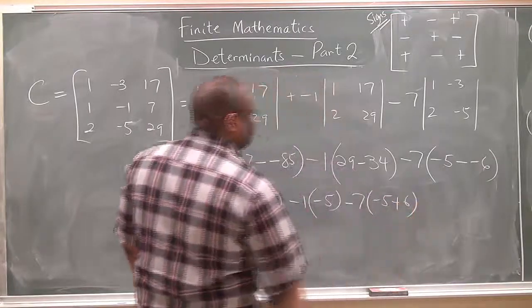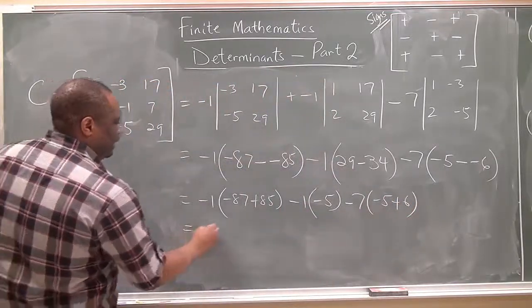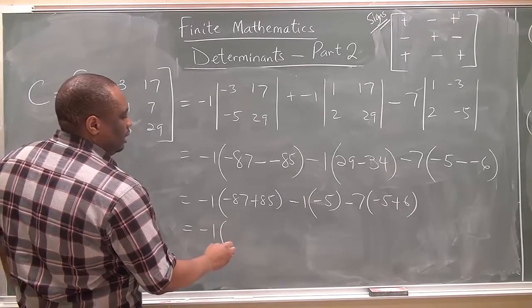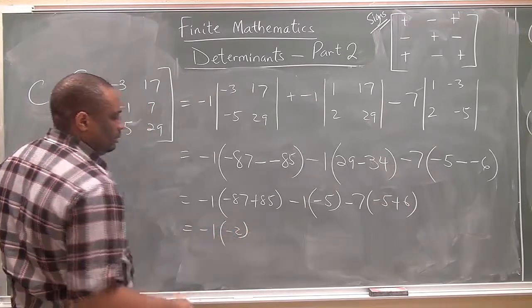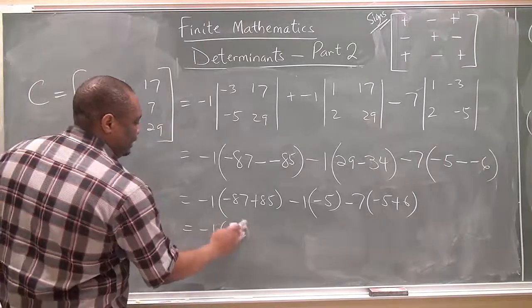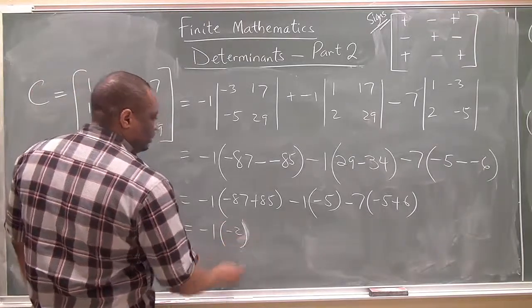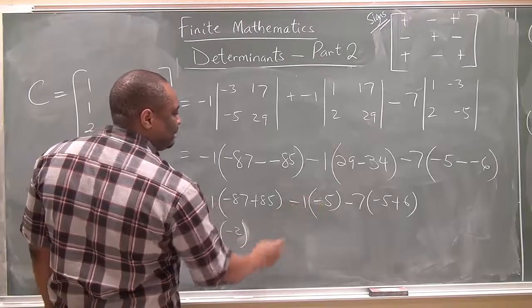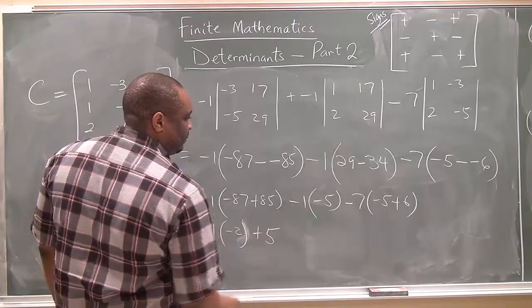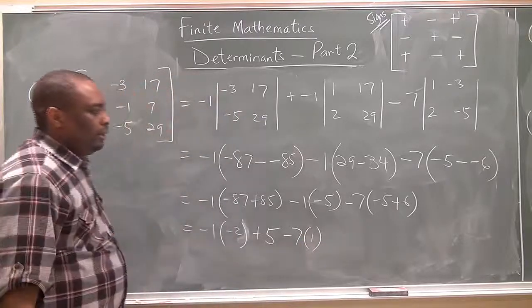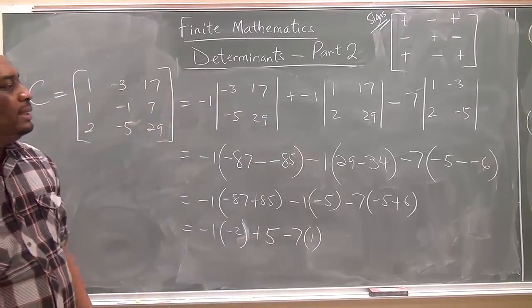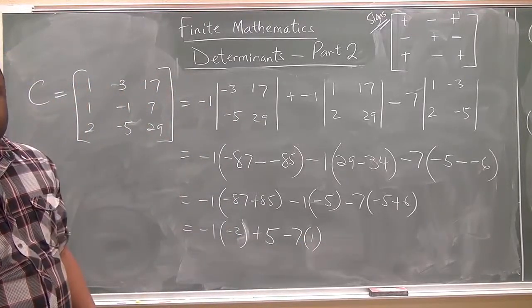-7 − -5 + 6. So this will be -1, -2, because -87 + 85 = -2. Then -1 × -5 = +5. Then -7 × 1, because -5 + 6 = 1.